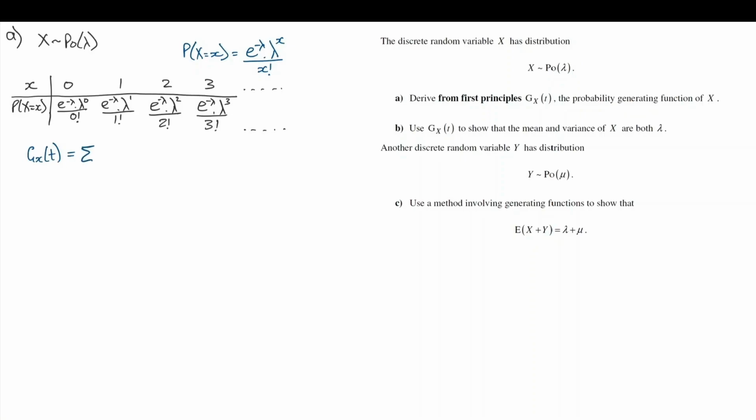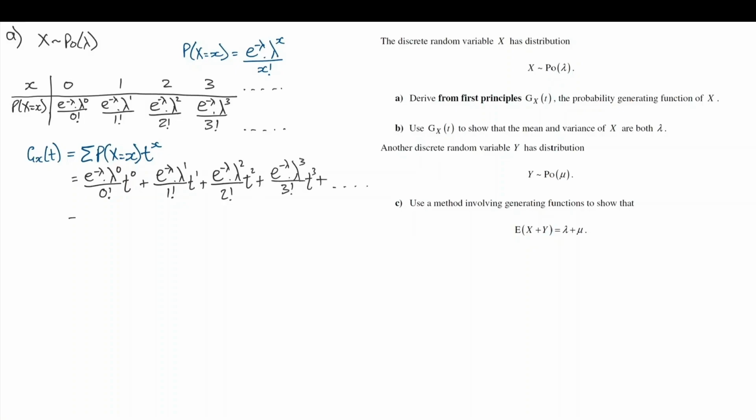A probability generating function is going to be the sum of the probability as a coefficient, t as a dummy variable, and x as a power of that variable. So we're just going to make this sum for each of the corresponding x values and probabilities. So that's e to the negative lambda, lambda to the 0 over 0 factorial, t to the 0. Probability of 1 times t to the 1. Probability of 2 times t to the 2, and the probability of 3 times t to the 3. Once again, it's a pattern that's going to continue.